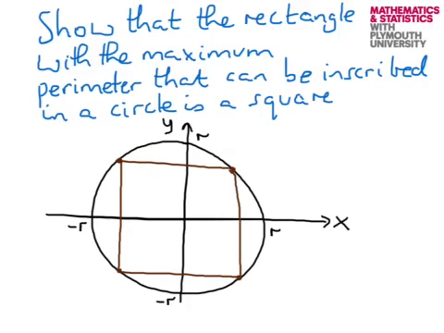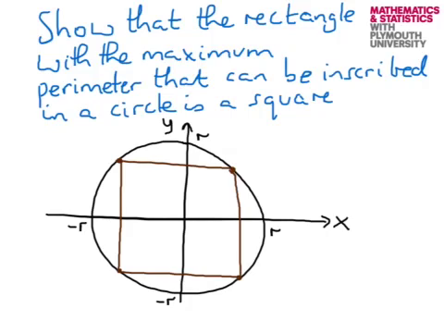So in this video, what I want to do is to show that the rectangle which has the maximum perimeter, which can be inscribed in a circle, is a square. So this is an example of a maximization problem where we're going to be looking at the derivatives.